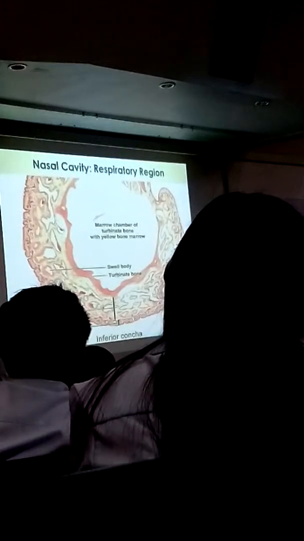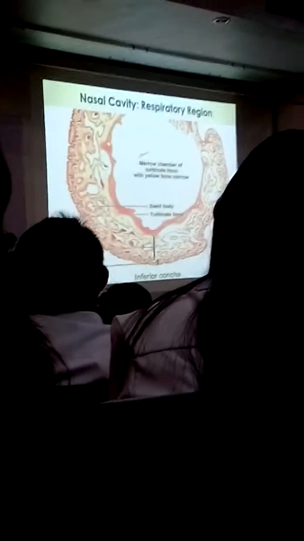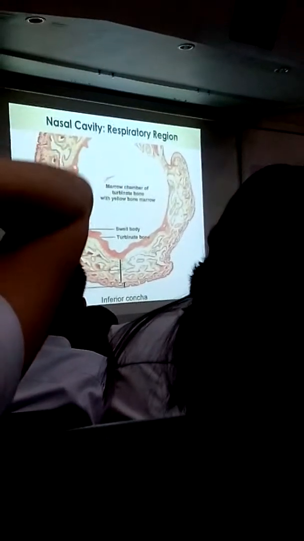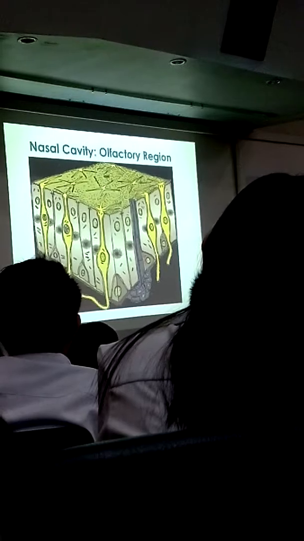So are there sebaceous glands in the respiratory region of the nasal cavity? Where can it be found? Very good. Only in the vestibule. So we'll go now to the olfactory region of the nasal cavity.